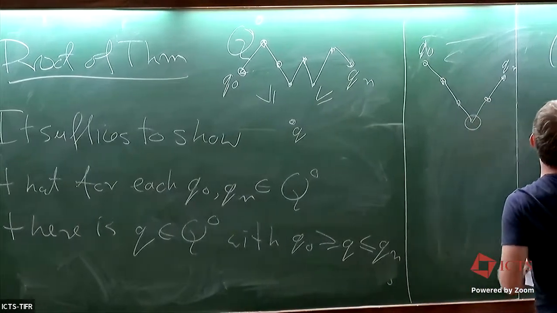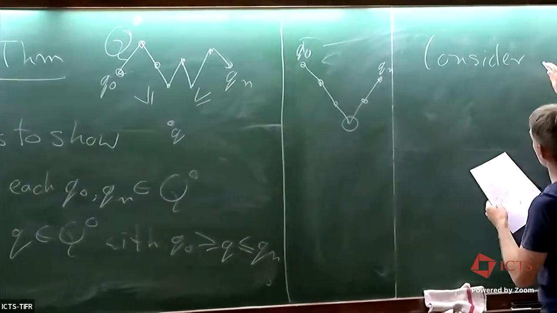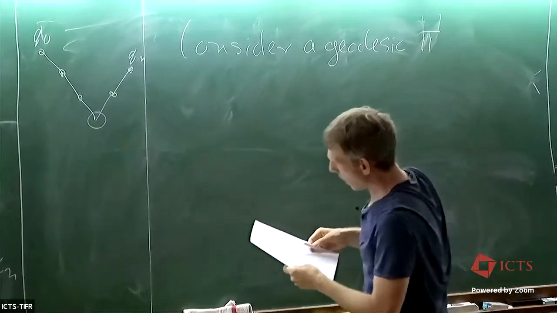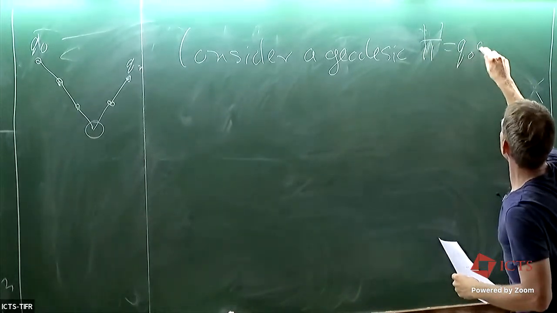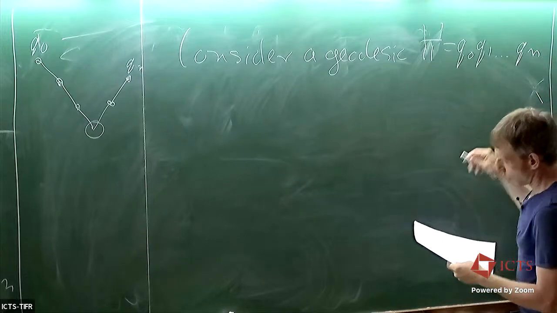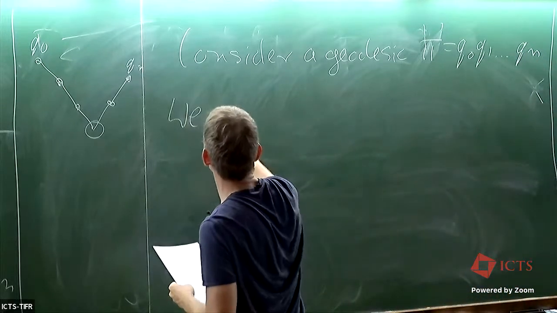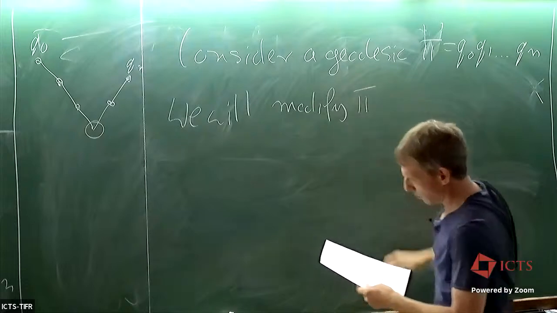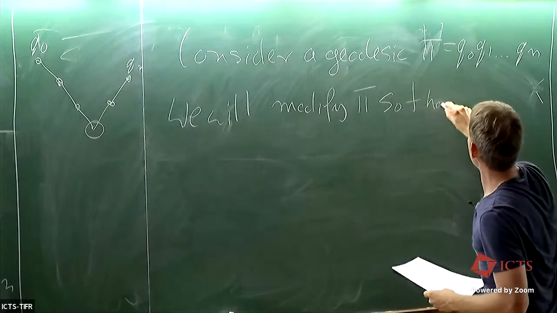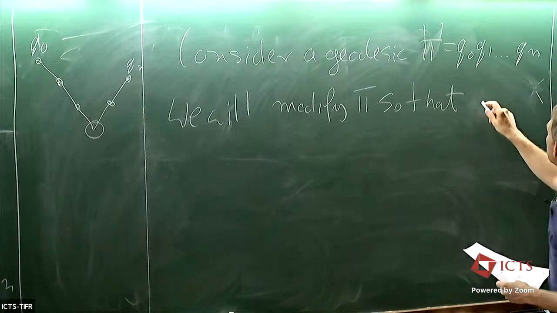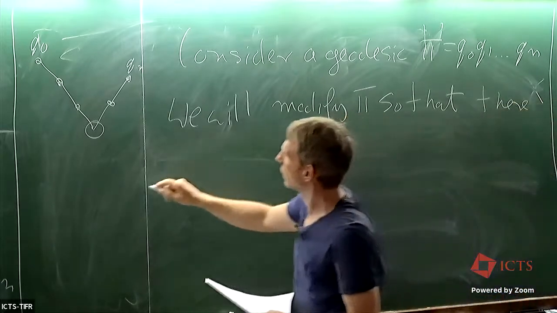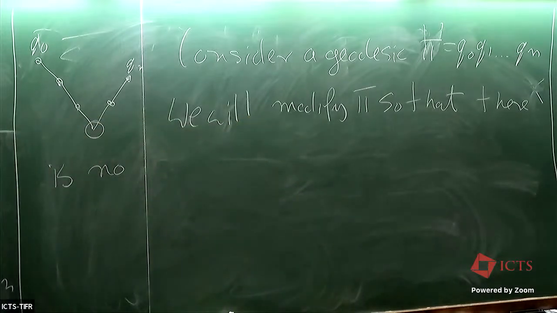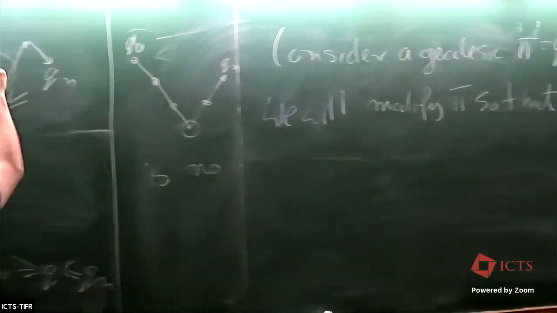So we consider a geodesic, call this first geodesic pi. So pi starts with Q0, then it has Q1, etc., Qn. And we will modify this path pi so that eventually, after some operations, there is no local maximum in the interior. So we want to eliminate situations like that.